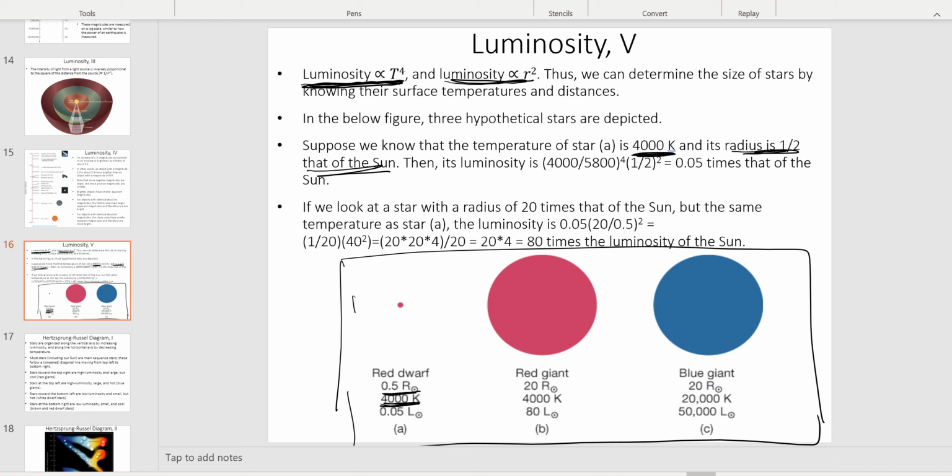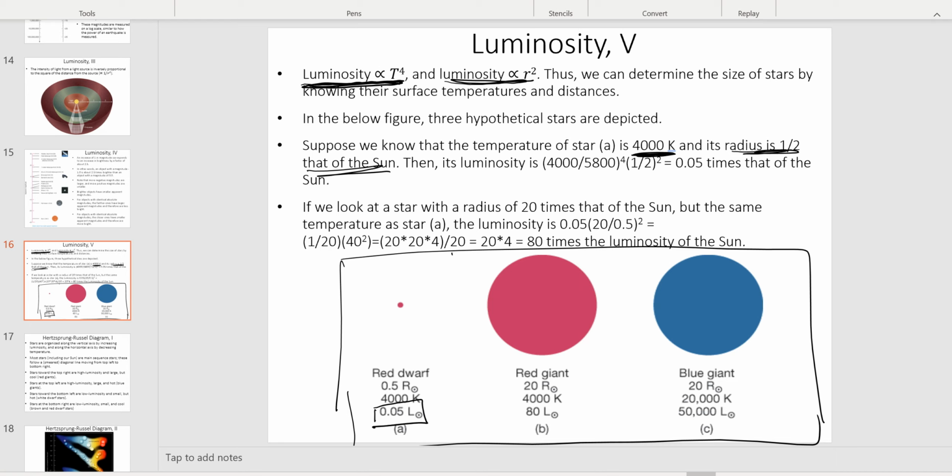So by the way, R with a little circle and a dot refers to the radius of the sun. This symbol here, the circle with the dot, refers to the sun. This is a very common notation in astronomy. The radius of this star, therefore, is 0.5 that of the sun. So then what is its luminosity? Well, this diagram lists its luminosity as 0.05 that of the sun.